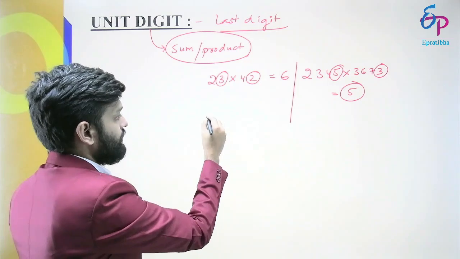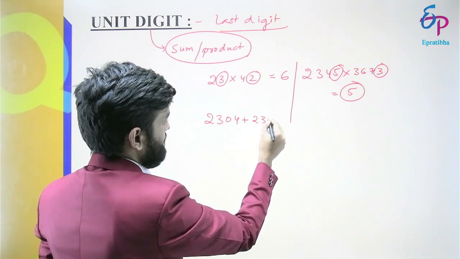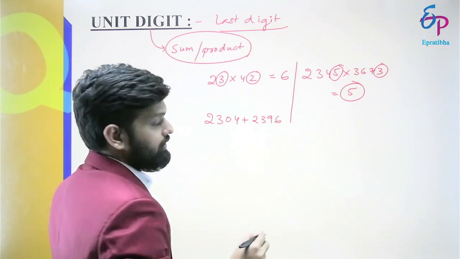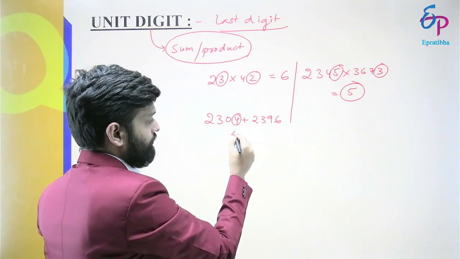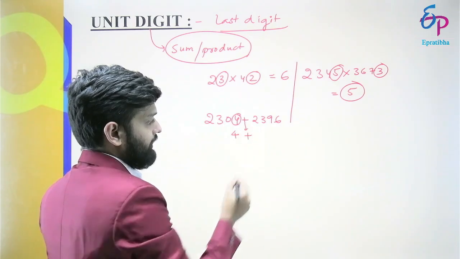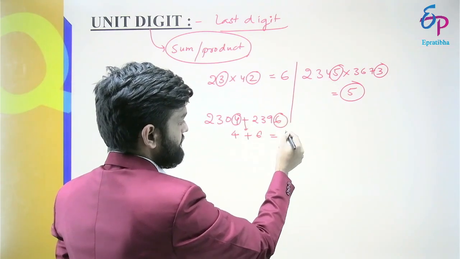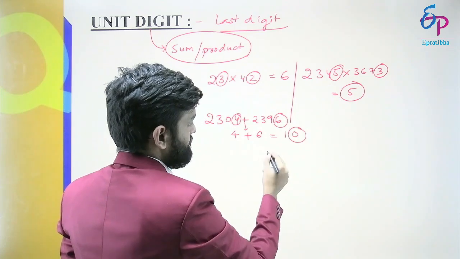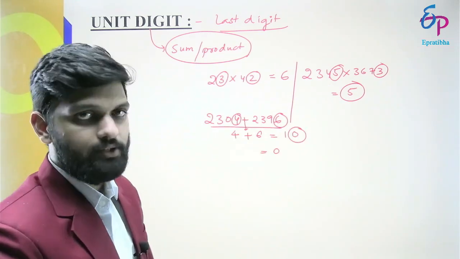Now if I ask you, what is 2304 plus 2396? What is the unit digit? The unit digit is 4, and in the other number we take 6. 4 plus 6 is 10, but I only want the unit digit. So the answer for this sum, the last digit should be 0.